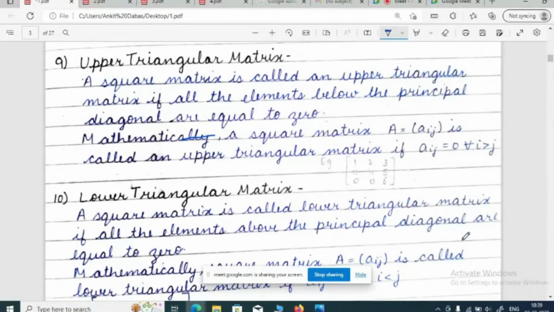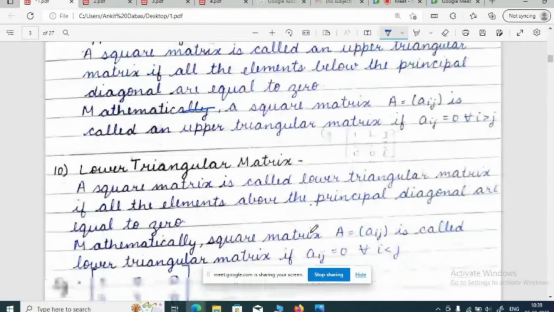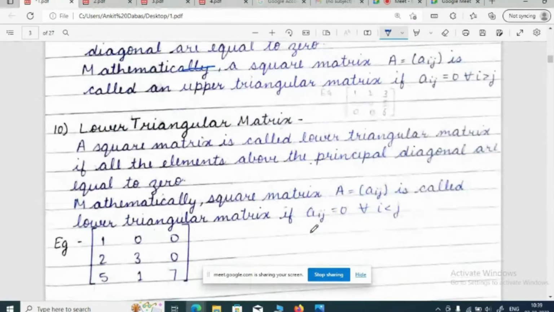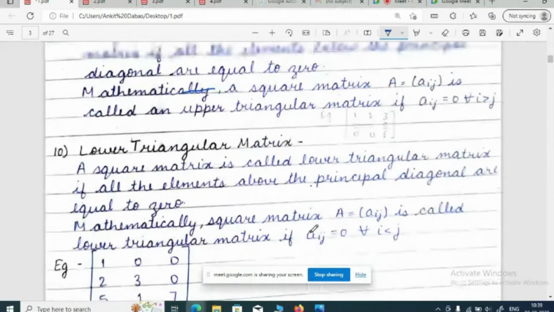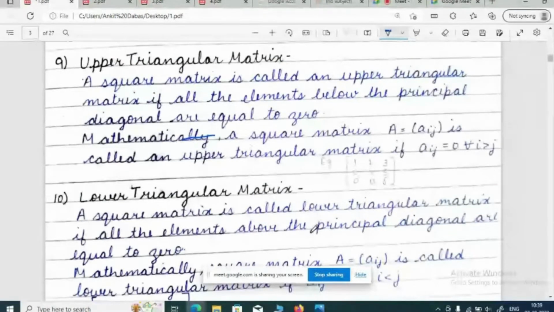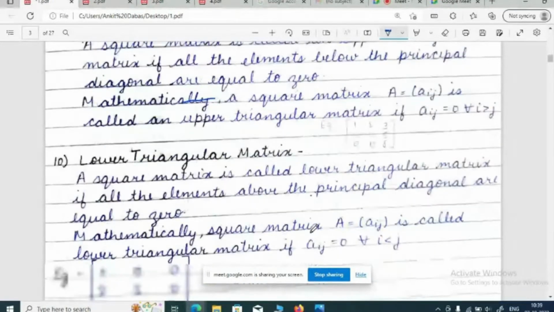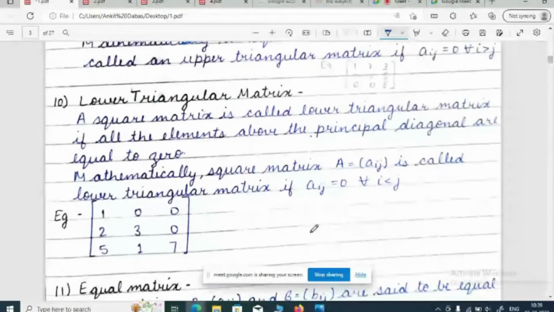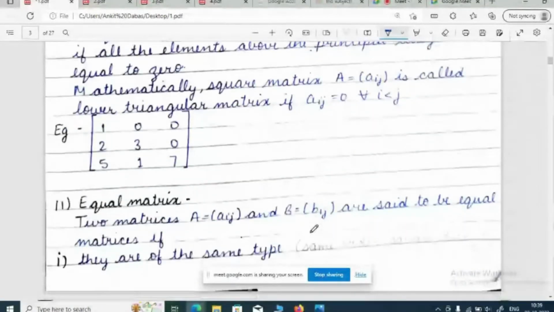And a lower triangular matrix is the matrix in which the entries above the principal diagonal are 0. So in upper triangular, the entries which were below the principal diagonal were 0, and in lower triangular, the entries above the principal diagonal are equal to 0.